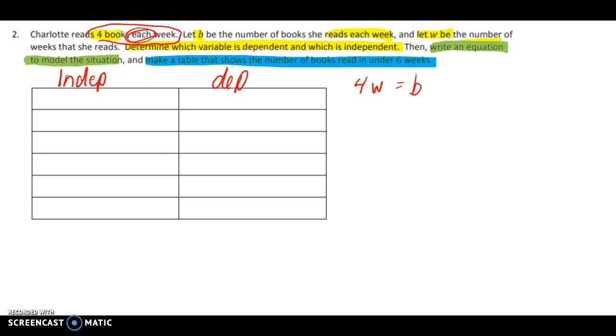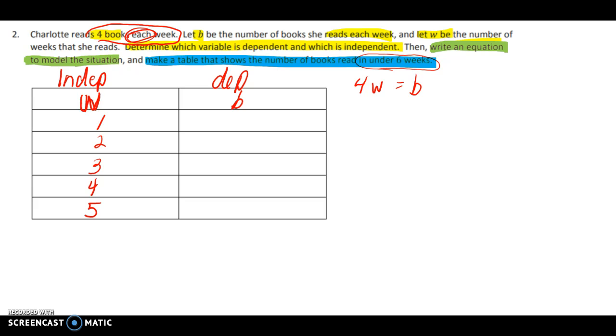So, what we need to do is identify weeks 1, 2, 3, 4, and 5, because remember, the question did ask us under 6 weeks. Well, now that I have my independent variable, which is W, my number of weeks, and I have my dependent variable, which is B, the total books read.